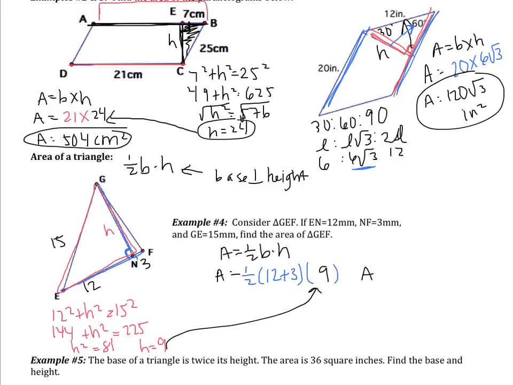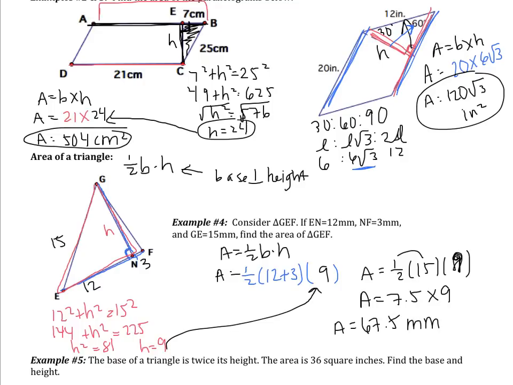So my area becomes 1/2 multiplied by 15 multiplied by 9. Okay, this 1/2 gets multiplied by one of the two. So I'm going to take 1/2 of 15, which is 7.5. So my area is 7.5 multiplied by 9. So my area ends up being 67.5 millimeters squared.